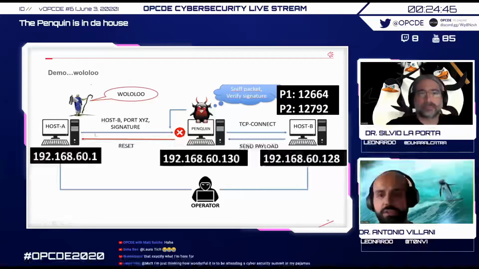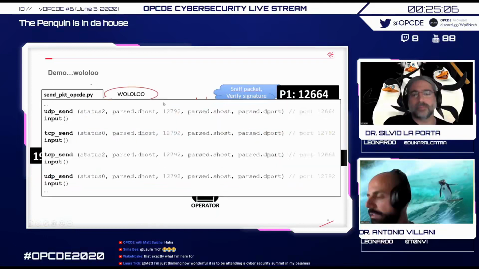Okay, this is the setup for the demo. Host A gets IP.1, the Penguin gets IP.130, and host B gets IP.128. Host B is listening to 2 different ports, since we are testing both UDP and TCP packets and both the status flags, 0 and 2.